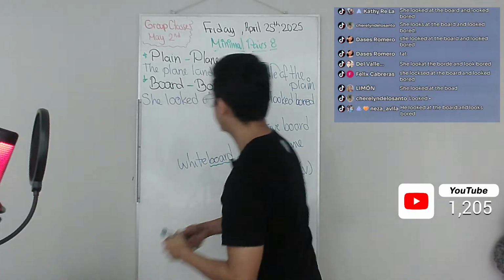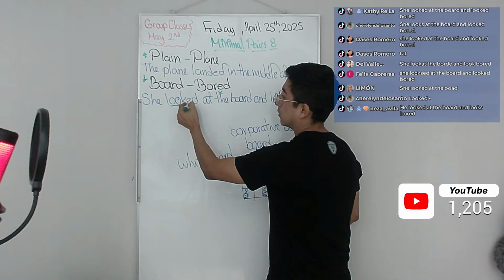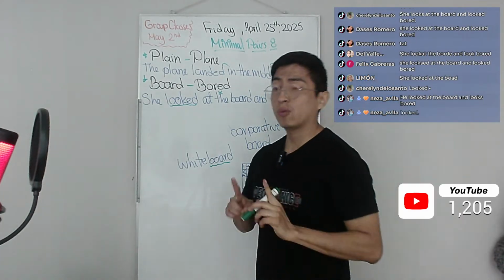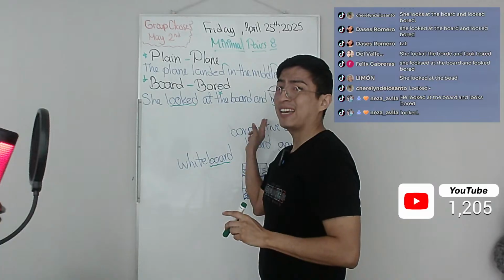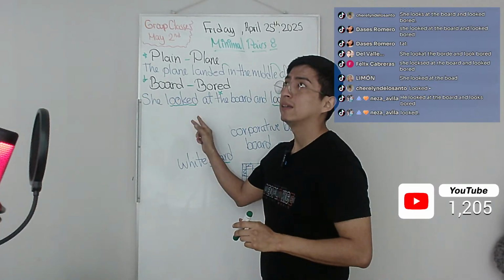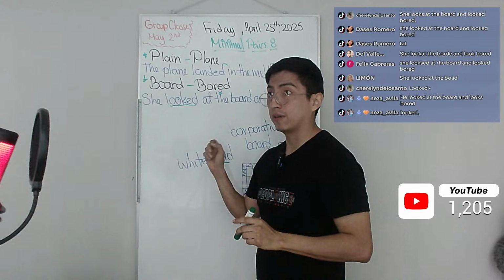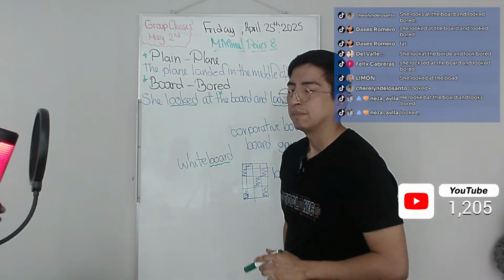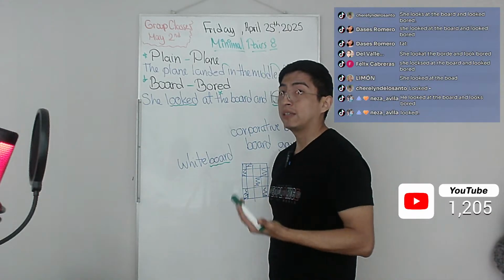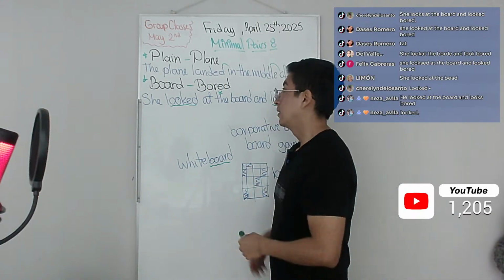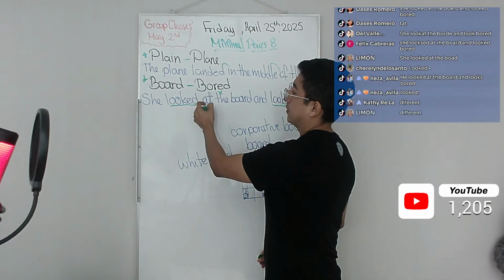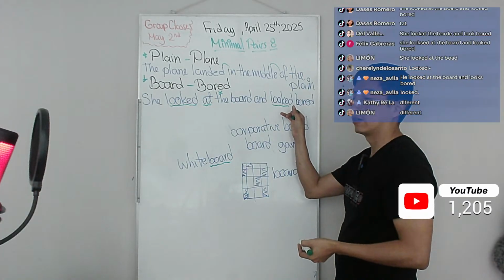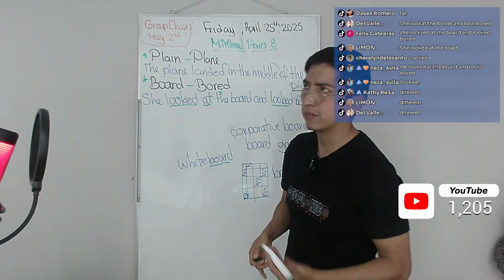Okay, we have here looked and looked. The question is, do they have the same meaning or are the meanings different? What do you think? For example, look at this. Look at. And then we have here looked. We don't use at here. So what is the difference here?